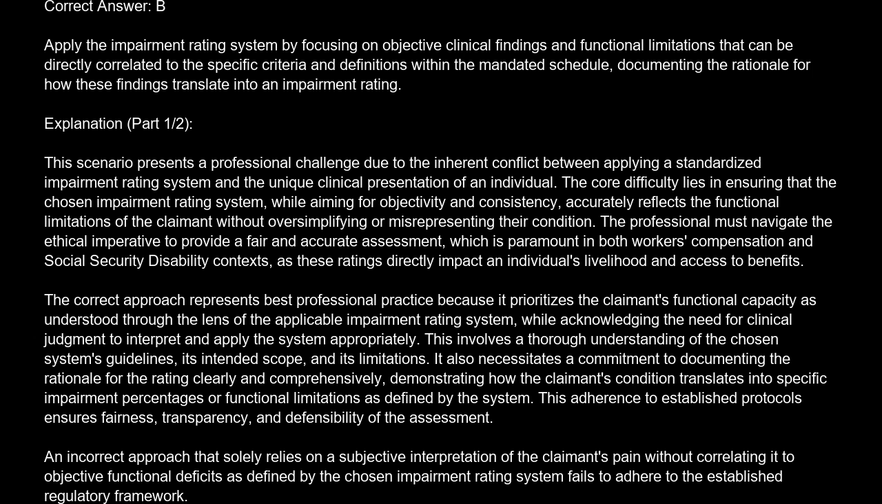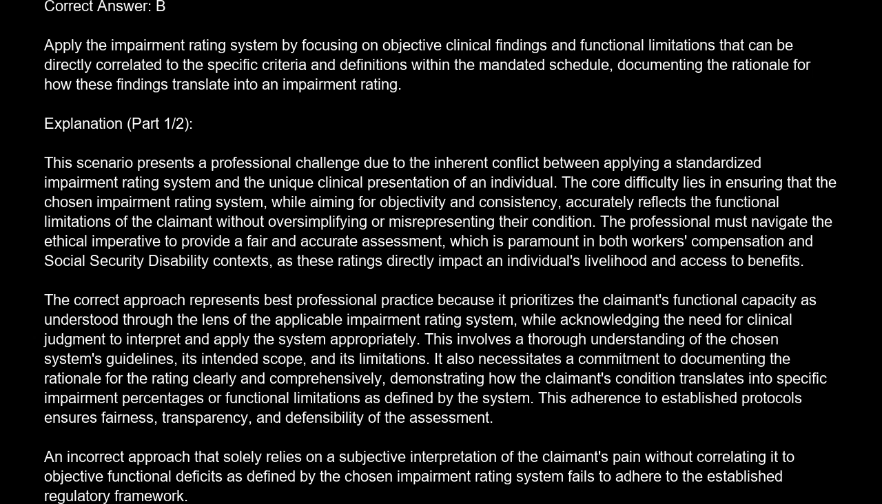The professional must navigate the ethical imperative to provide a fair and accurate assessment, which is paramount in both workers' compensation and Social Security disability contexts, as these ratings directly impact an individual's livelihood and access to benefits. The correct approach represents best professional practice because it prioritizes the claimant's functional capacity as understood through the lens of the applicable impairment rating system, while acknowledging the need for clinical judgment to interpret and apply the system appropriately.